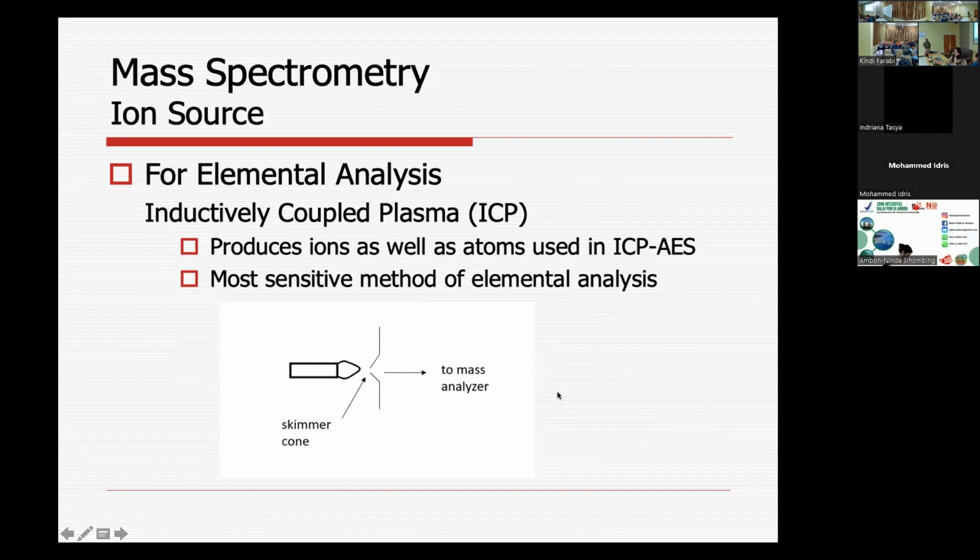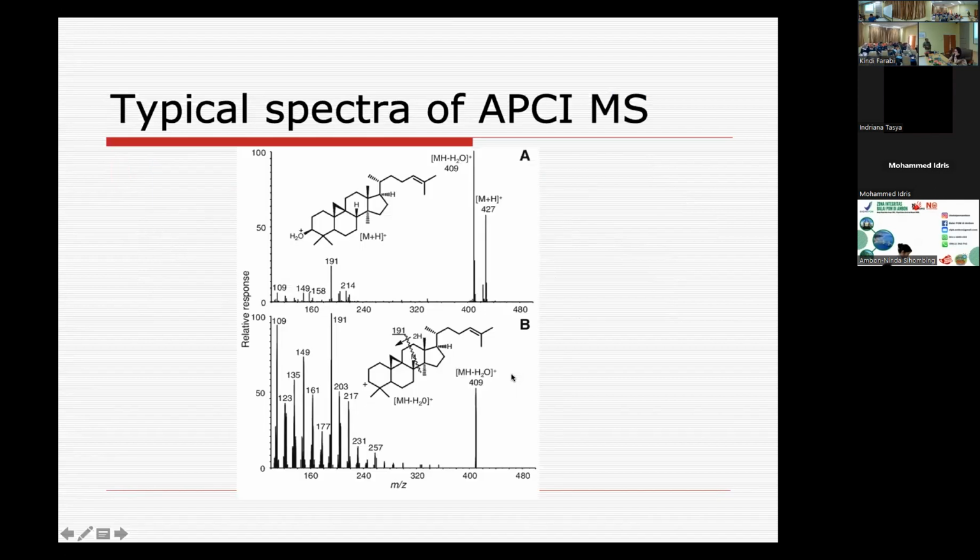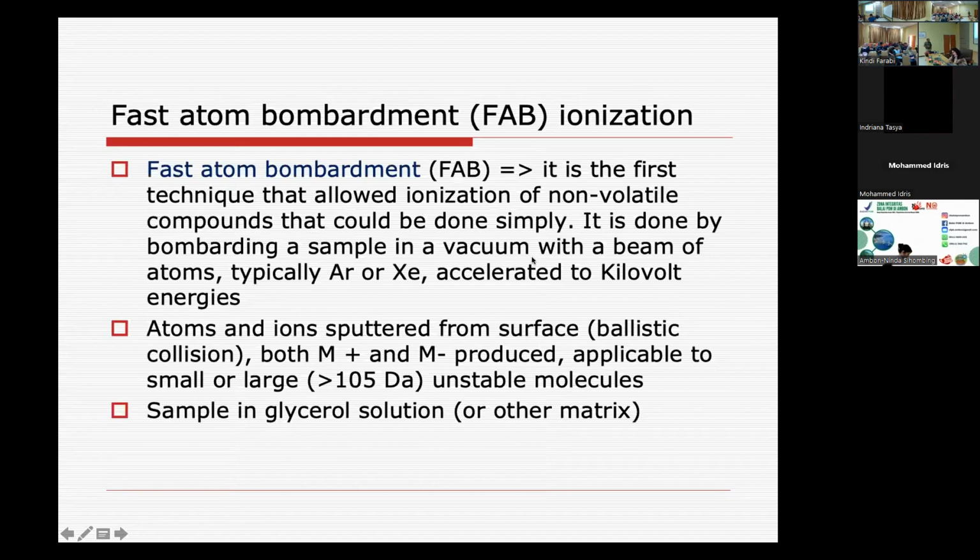Berikutnya, ini juga sama, atmospheric pressure chemical ionization, ini juga teknik untuk menghasilkan suatu ionisasi. Berikutnya, ini juga LCMS, ini menentukan senyawa-senyawa tetrapenoid. Jadi kita lihat di sini M plus H dan M plus H2O. Jadi terjadi pola fragmentasi.